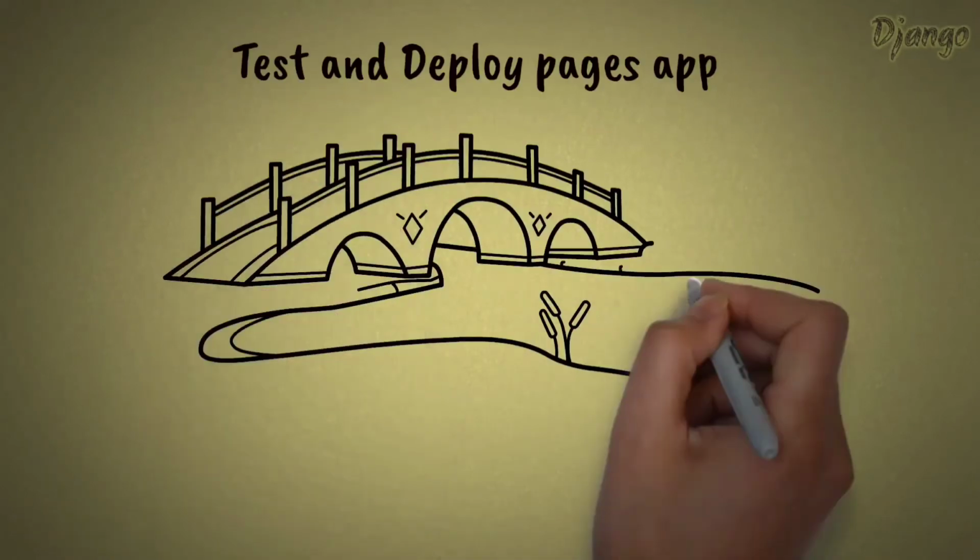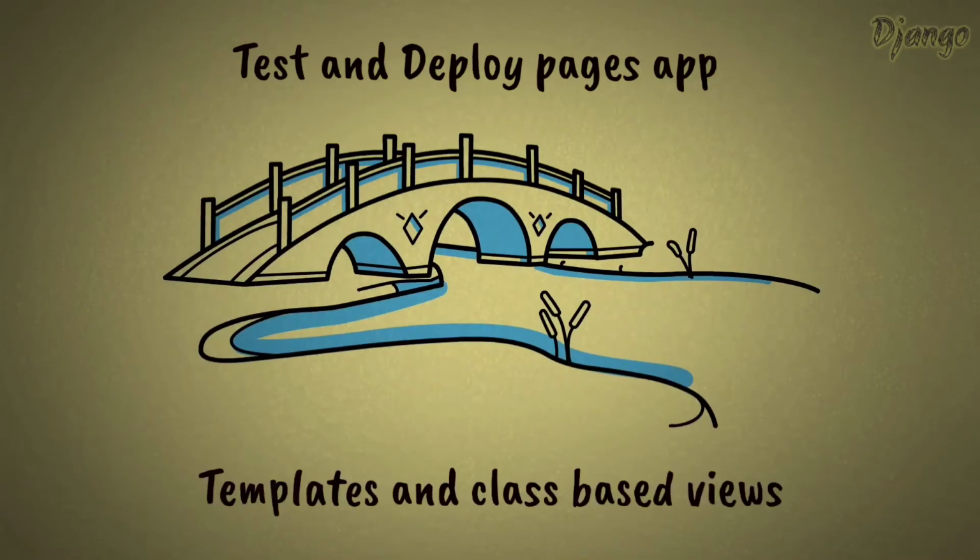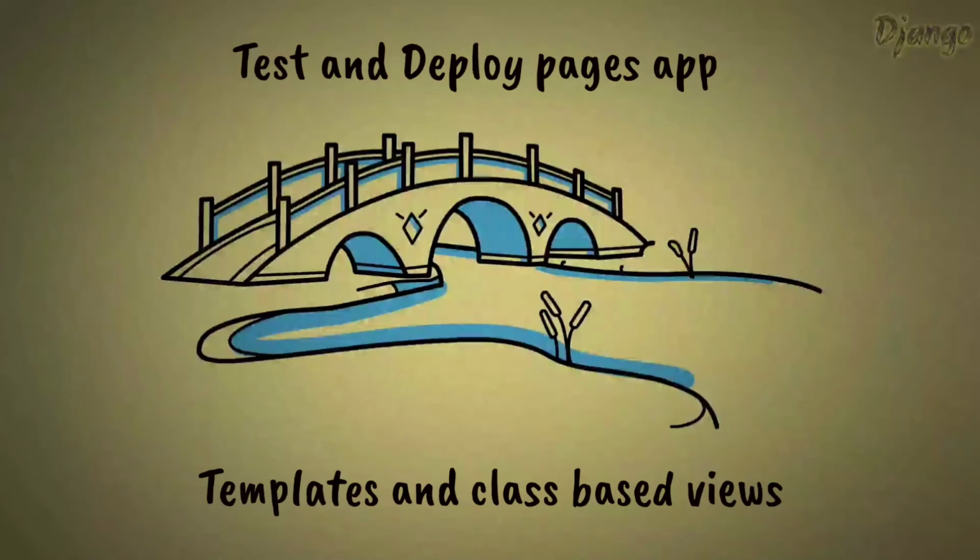So in the next section, we make, test and deploy a pages app that introduces templates and class-based views. Templates are how Django allows for a don't repeat yourself approach to development with HTML or CSS, while class-based views are quite powerful yet require a minimal amount of code.